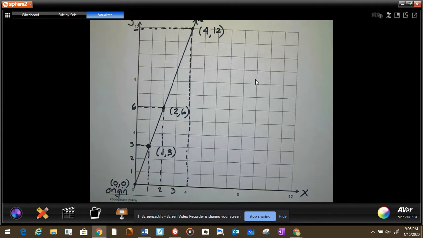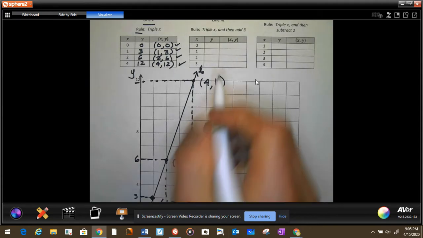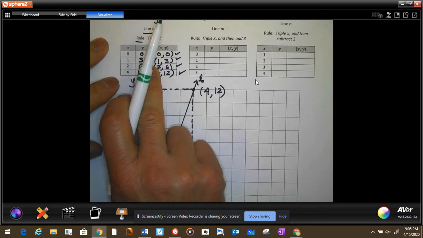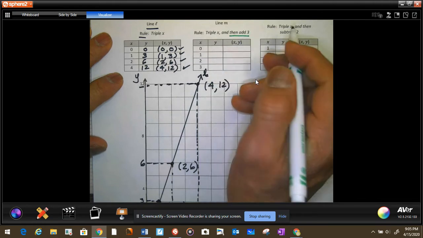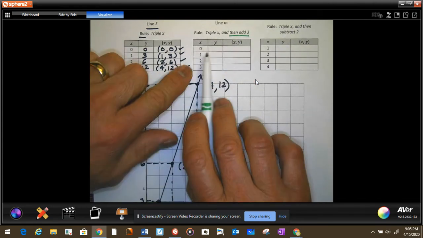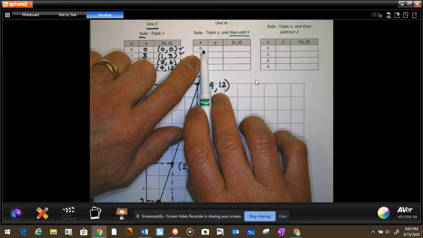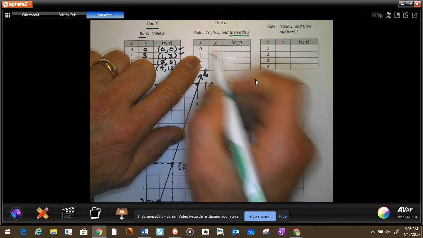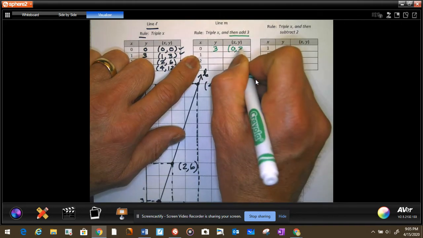All right, let's look at the second table, and we're going to fill it out right now. The rule says triple x, so we have to do the same thing we did on the first one. But then it says, then add 3 more. So if we're going to triple this, it's going to be 3 times 0 equals 0, plus it says to add 3, so that's 0 plus 3 equals 3. There you go, our first coordinate pair.